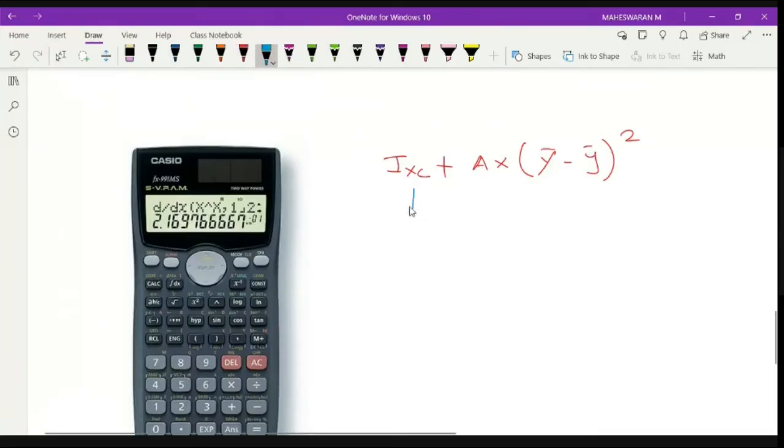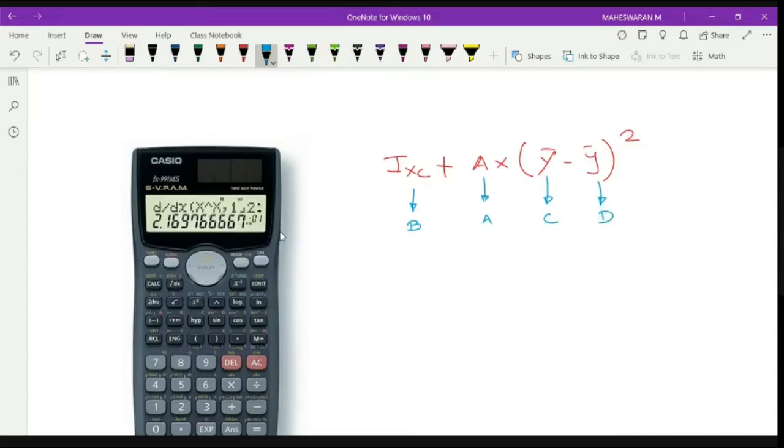Let me consider IXC as B, because you will get confusion with this A. Already there is an A here, so I'll keep this as A. Right? These are the variables I'm going to choose. And this one I will call variable C, and this one I will call variable D.